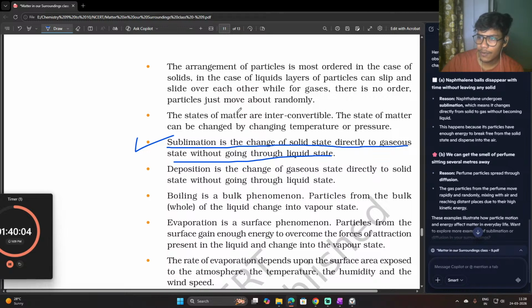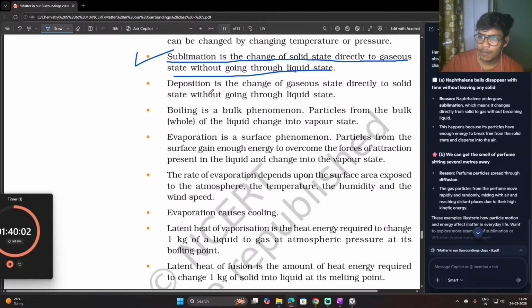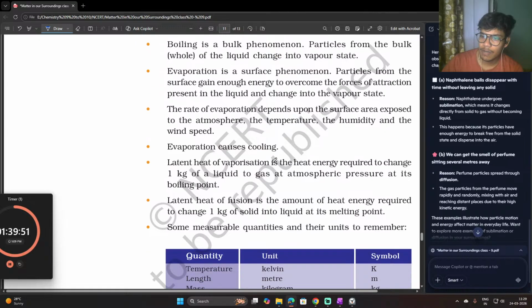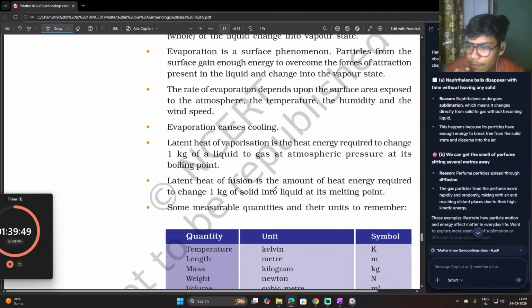They have told about diffusion, deposition, gaseous state directly to solid. This is not a phenomenon. This is also not evaporation, a surface phenomenon, where particles from the surface gain energy. This is not what I'm looking for. I'm looking for diffusion.